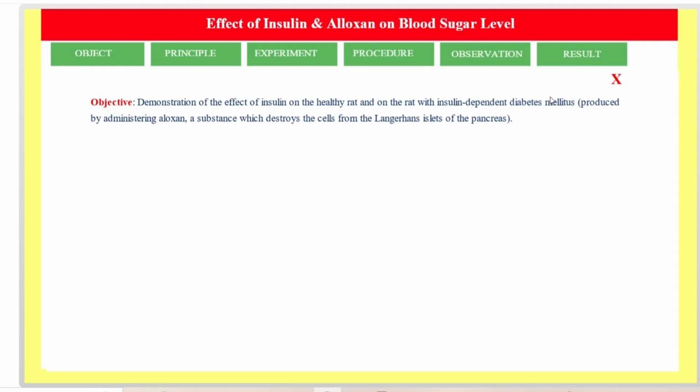Diabetes is going to be created in rats by using Alloxan injection. Now what is Alloxan injection? What does Alloxan do? It's a chemical. It destroys the beta cells of Langerhans that are present in the pancreas. So this is how we are going to perform the experiment. Now we will see the principle.